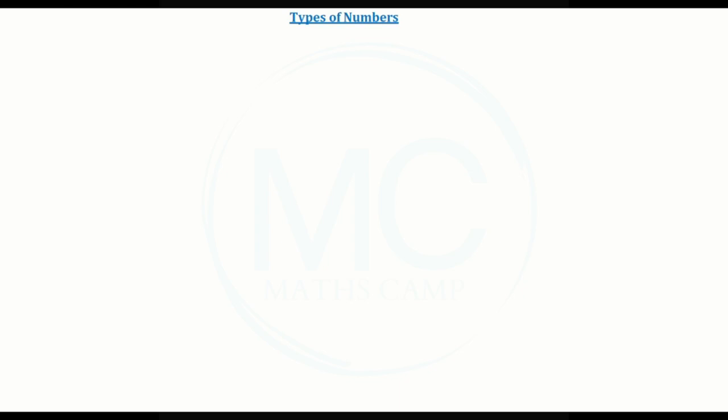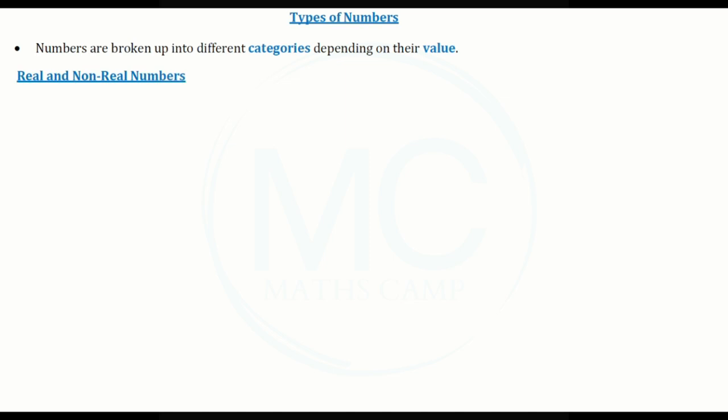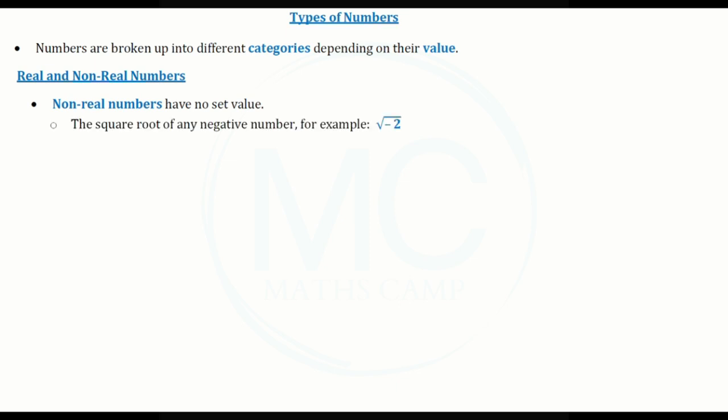Hi. In mathematics, there are different types of numbers. Numbers are broken up into different categories depending on their value. The first categories I'd like to look at are real and non-real numbers. Non-real numbers have no set value. An example of a non-real number could be the square root of any negative number.